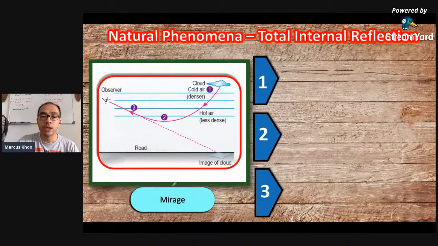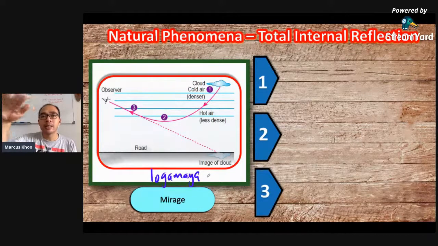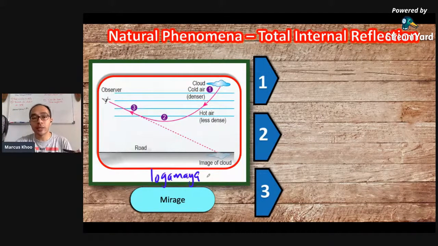Okay, another one is called the mirage. Mirage in Bahasa Melayu, can't remember. I think it's called logamaya. Logamaya. Okay, so the mirage is like, let's say on a hot day, you're on the road, and you see at the end of the road something like a puddle of water in front there. But actually it's not a puddle of water. When you go nearer, you see, oh, the puddle of water is gone. So that's actually what we call a mirage.